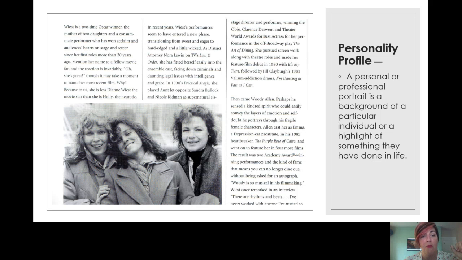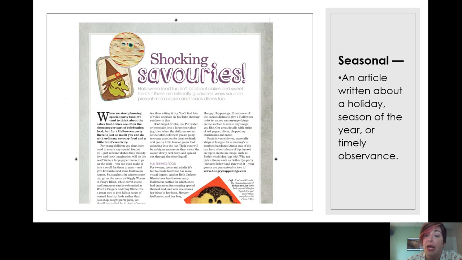So this is an example of a professional portrait. Sorry, we kind of went out for a second. A professional portrait of an actor, Diane Weiss, and it talked about her whole background, all the different things that she's acted in, some about her personal life, and kind of just gives a nice timeline of her. So personality profile is about a person.